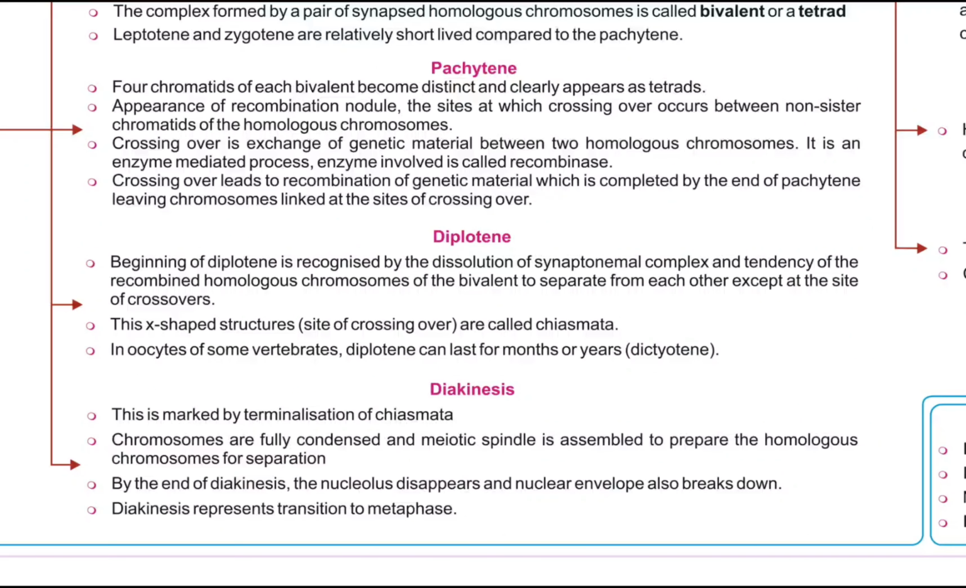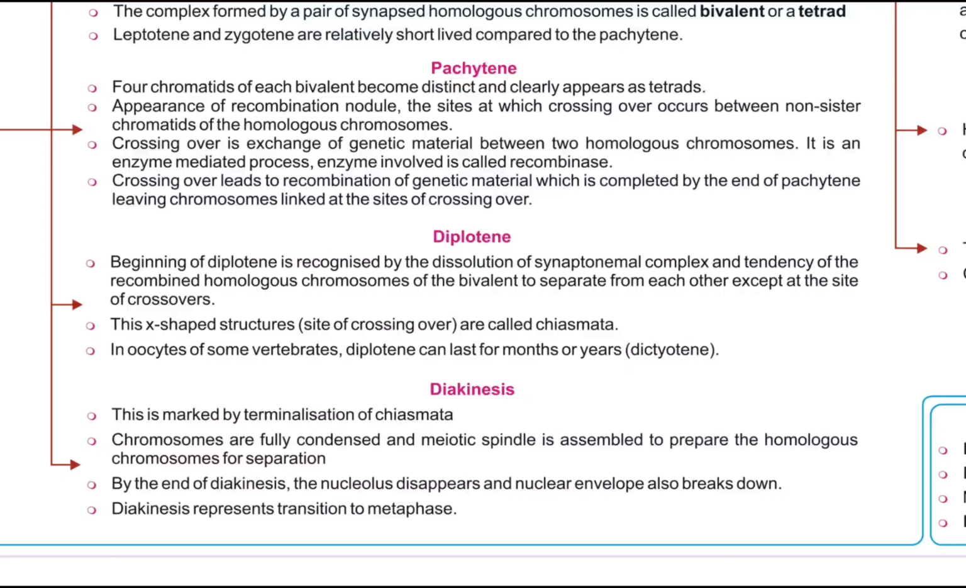Diplotene. Beginning of diplotene is recognized by the dissolution of synaptonemal complex and the tendency of the recombined homologous chromosomes of the bivalent to separate from each other except at the site of crossovers. This X-shaped structure, the site of crossing over, is called chiasmata. In oocytes of some vertebrates, diplotene can last for months or years. Dictyotene.